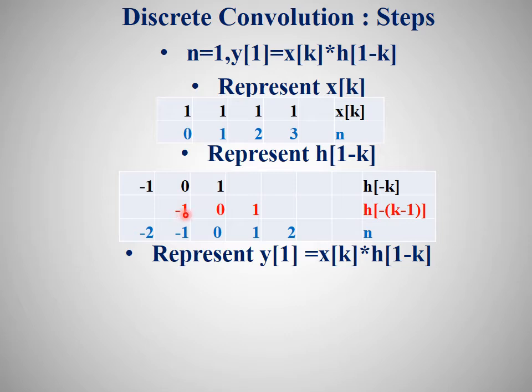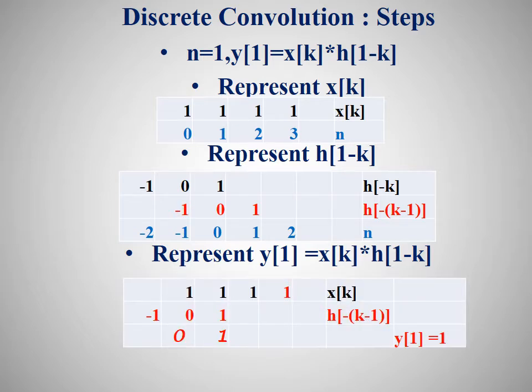So we get it as minus 1, 0 and 1, which means there is a shift: from 0, it gets shifted to 1. From the time index of minus 1, it gets shifted to 0, and from the time index of minus 2, it gets shifted to minus 1.